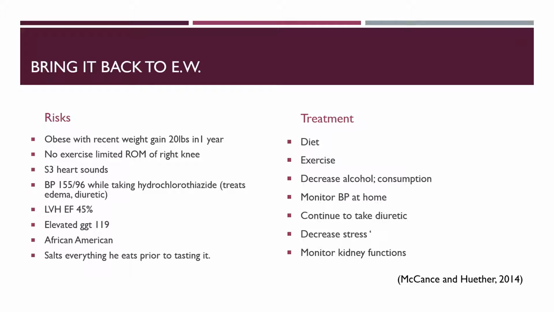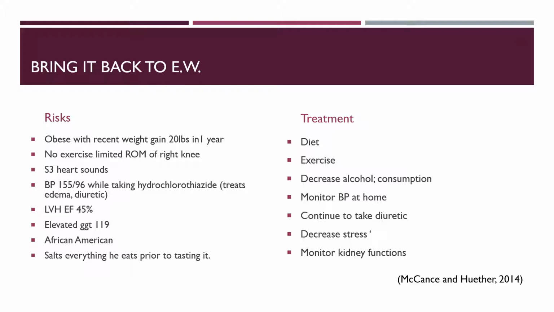And he has LVF, EF of 45%, in which norm is about 55%. He has elevated GGT, which means that he needs to think about his liver because it seems that he's drinking too much. He is also African American, which is a risk, and he salts everything prior to tasting it.